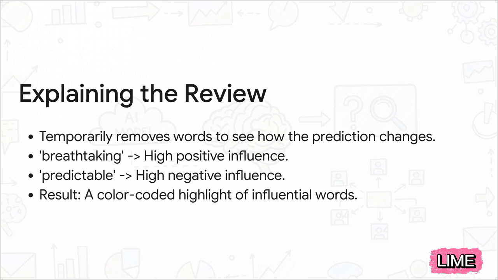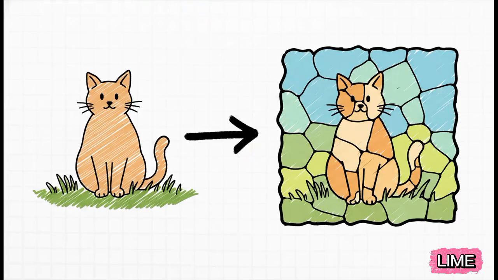Then it does the opposite. It removes "predictable." If the model's opinion suddenly gets more positive, then it knows "predictable" was the key negative driver. And what you get at the end is this beautifully simple color-coded text that shows you exactly what the model was thinking. Now with images, the approach has to be a little bit different.